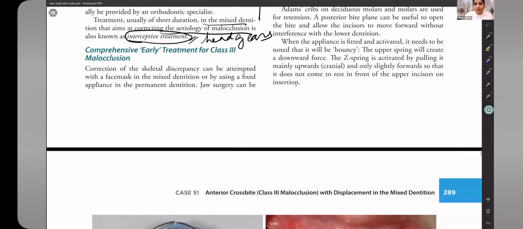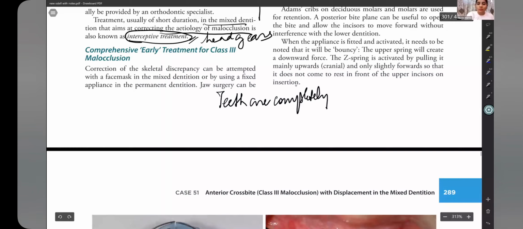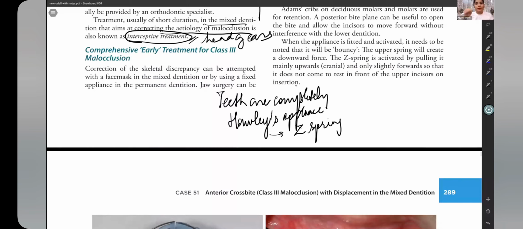So the treatment for a single tooth crossbite, or in this case an anterior section crossbite, if it's a growing patient, but in this case he's 10 years old, so teeth are completely erupted. If the teeth are completely erupted, then you can use a Hawley's appliance, a removable appliance, with a Z spring. The Z spring is going to push the teeth from the back and bring them into a positive overjet.